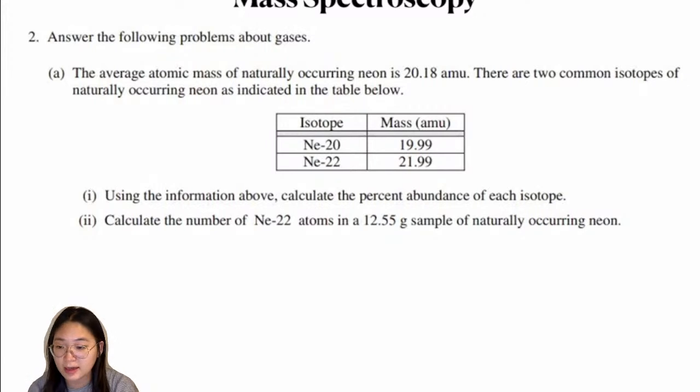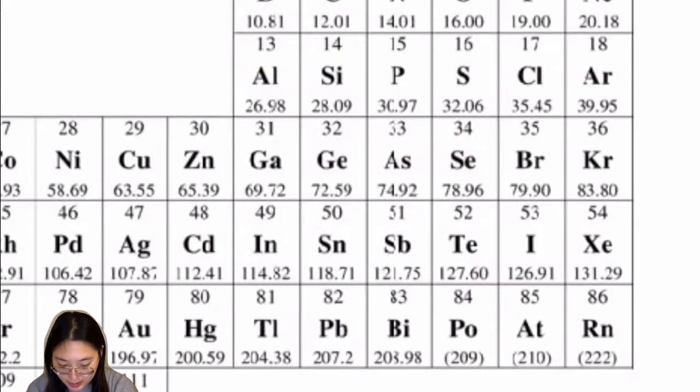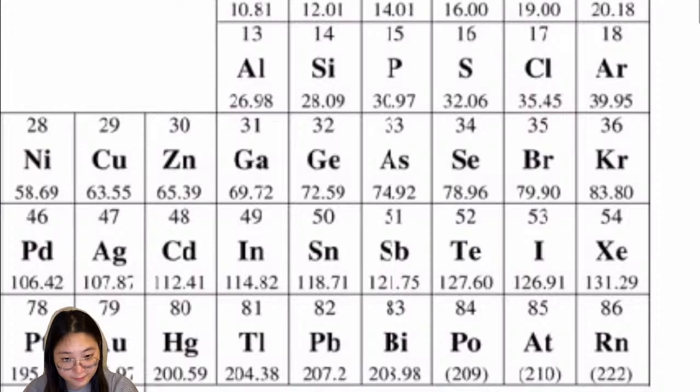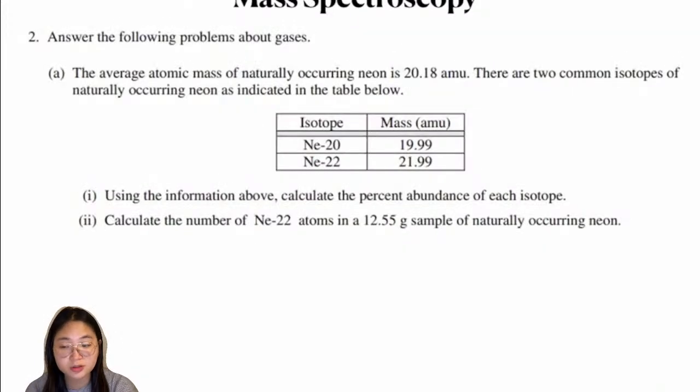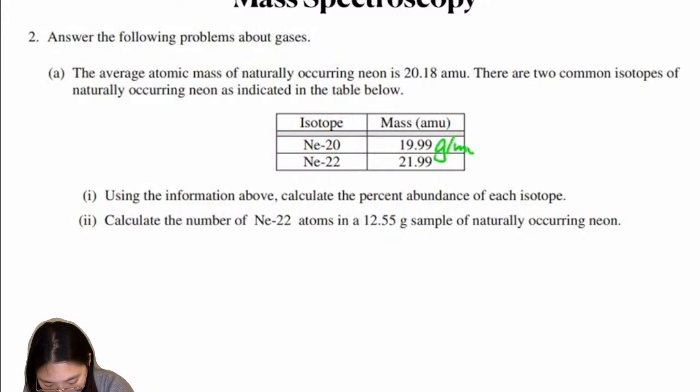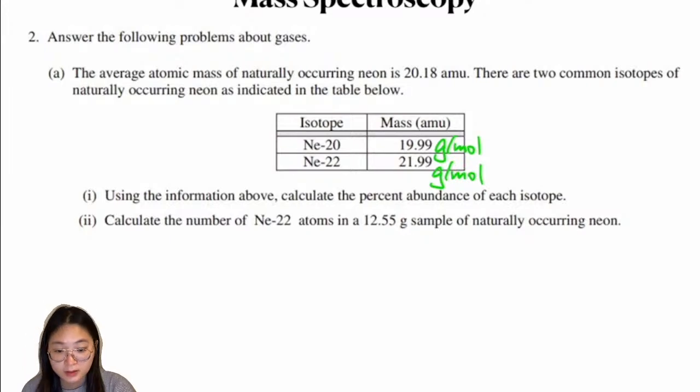For any atom, molecule, or ion, they have exactly the same numerical value when it comes to AMU and when it comes to grams per mole. So the numerical value of the molar mass is always equal to the numerical value of the mass of each atom. So it literally means that neon-20 has a molar mass of 19.99 grams per mole, and then neon-22 has a molar mass of 21.99 grams per mole. There are 2 common isotopes, and so on.